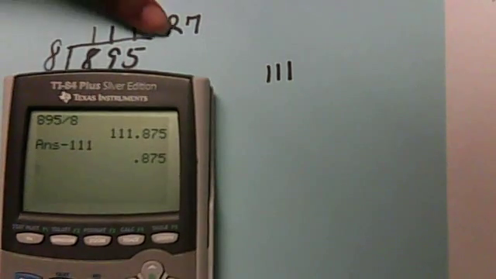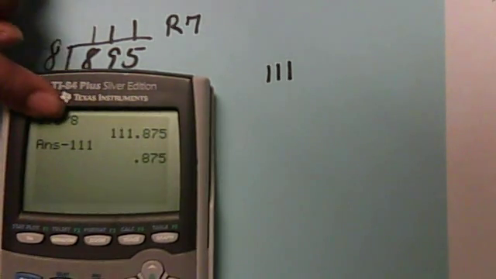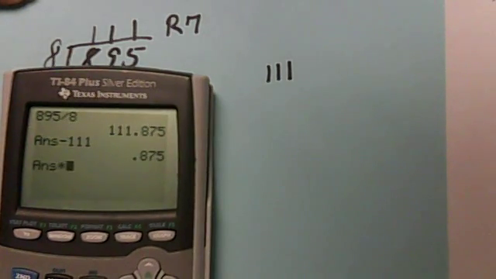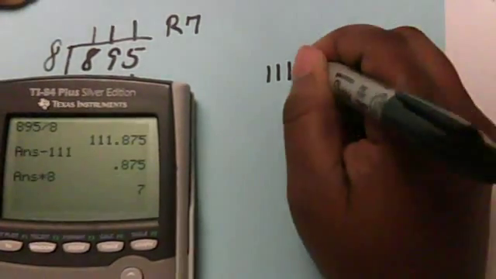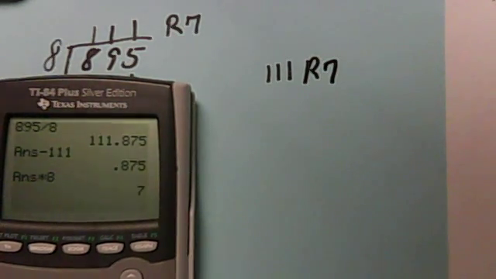And as you can see from your original problem, the remainder is not 0.875. Once you do that, you're going to multiply your 0.875 by the denominator. In this case, my denominator is 8. I'm going to multiply that by 8, and then I'll get 7, and so that's my remainder 7. So that's one way. You can go through it that way.